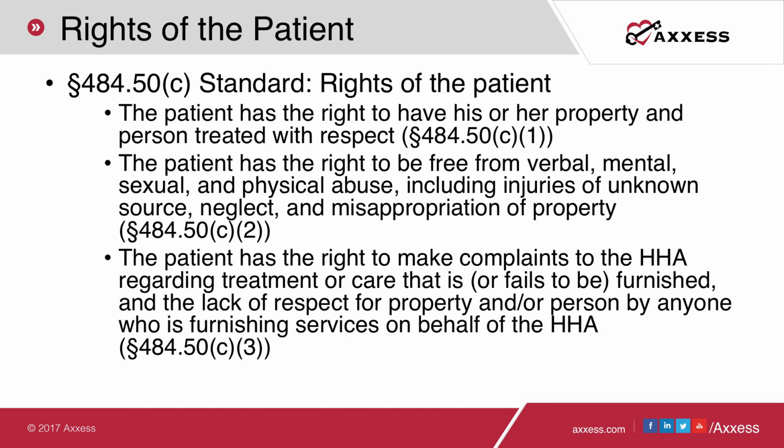Number 1, the patient has the right to have his or her property and person treated with respect. The patient has the right to be free from verbal, mental, sexual, and physical abuse, including injuries of unknown source, neglect, and misappropriation of property. And that's a new term, by the way, that we're going to talk about in just a moment, injuries of unknown source. So hang with me and just know that's new terminology. The third right, the patient has the right to make complaints to the agency regarding treatment or care that is or fails to be furnished, and the lack of respect for property and or person by anyone who is furnishing services on behalf of the agency.